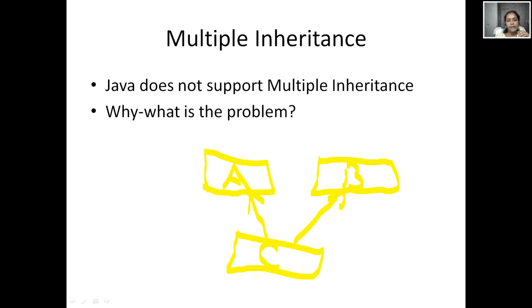Now you have clarity on what multiple inheritance is. A single derived class or single new class which gets the properties from more than one base class, parent class or super class comes under a type of inheritance called multiple inheritance.